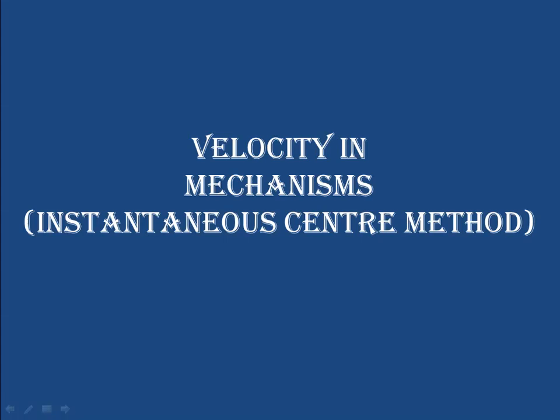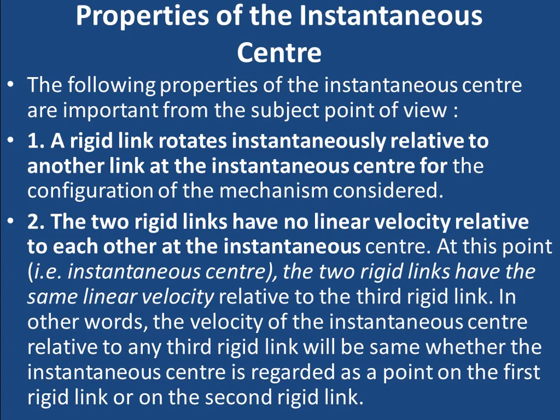Okay, so last part we had seen velocity analysis by using the relative velocity method. Now we will see the velocity in mechanism by one more method, that is known as the instantaneous center method, also known as the I center method. Instantaneous is marked by I. Let us see what the things in this are.